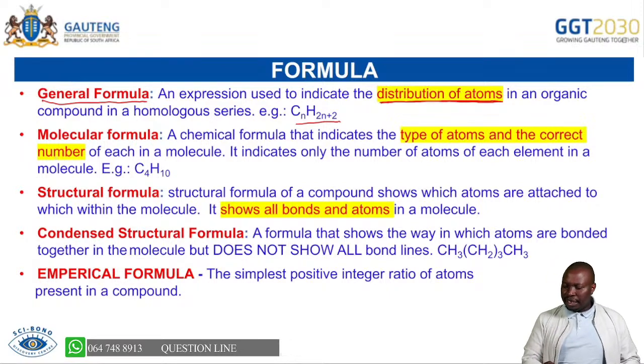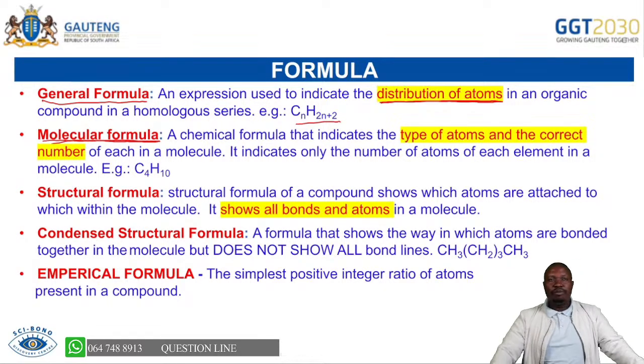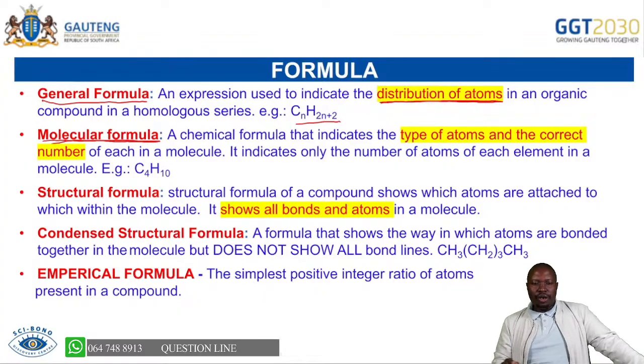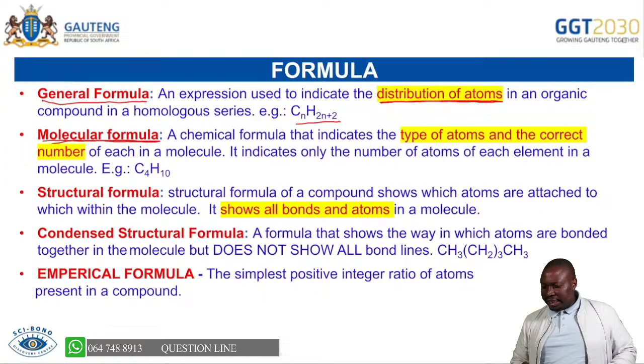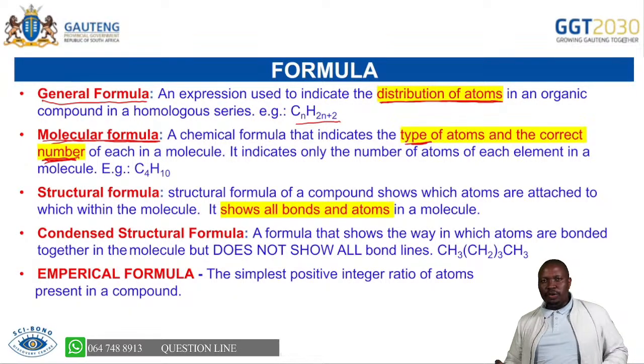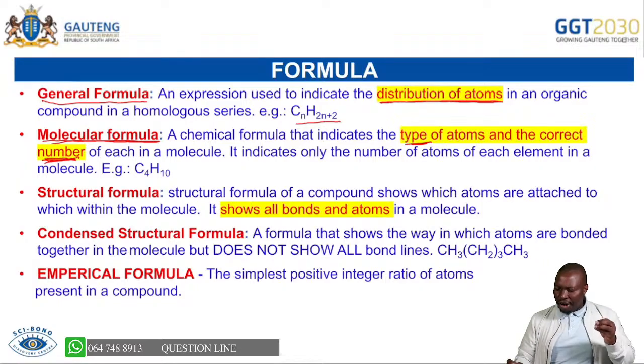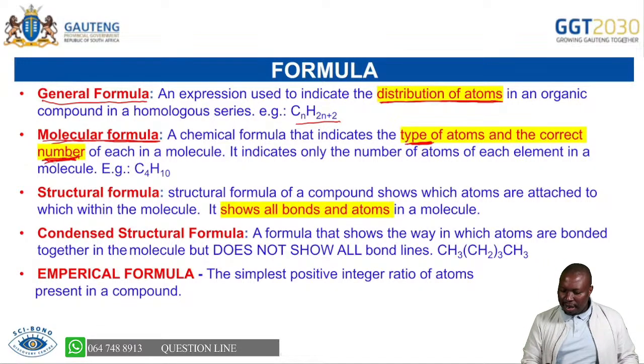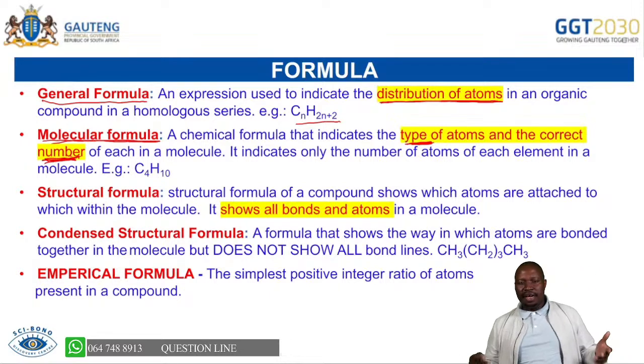Now, the other formula that we have is called the molecular formula. That is the next type of formula that we have. A chemical formula that indicates the type and the number. I want you to focus on that one. The molecular formula indicates the type of atoms and the number of each atom in the molecule.